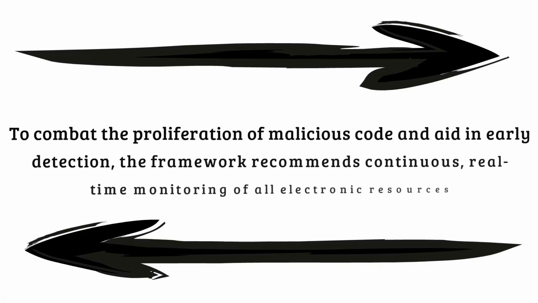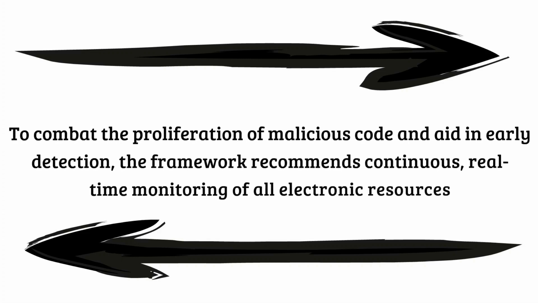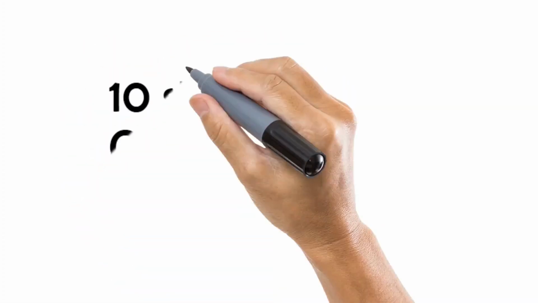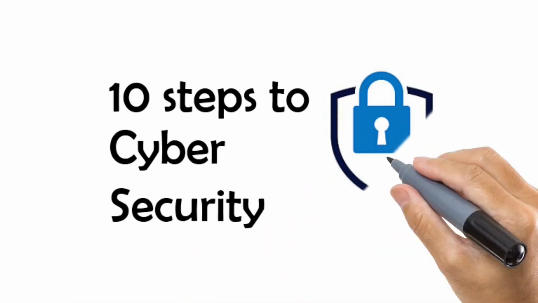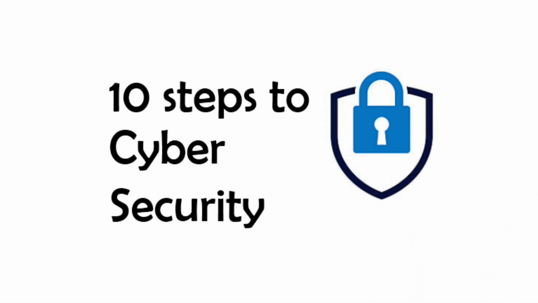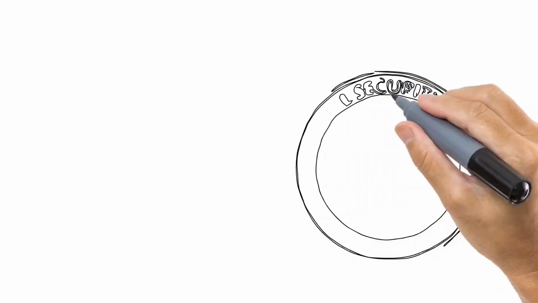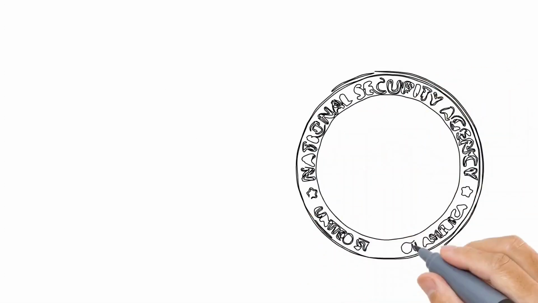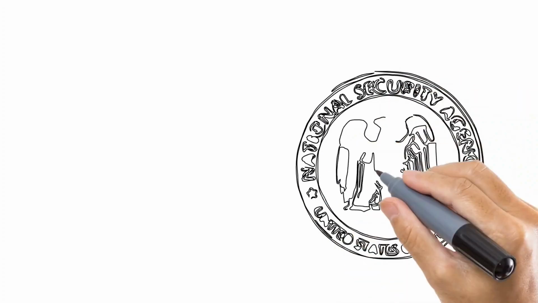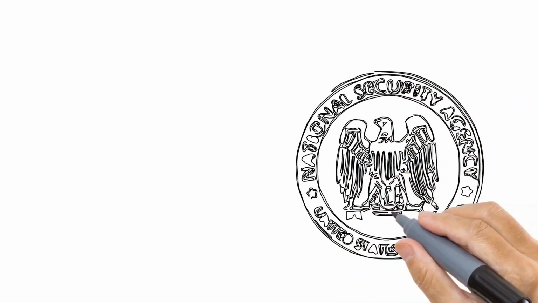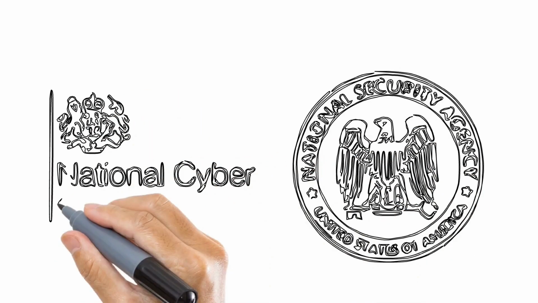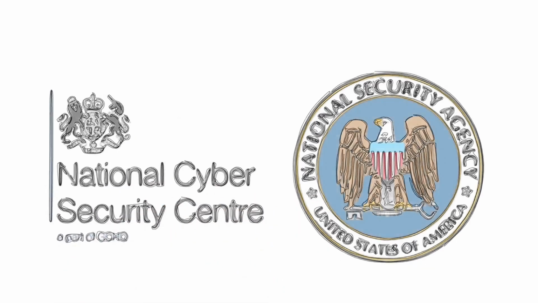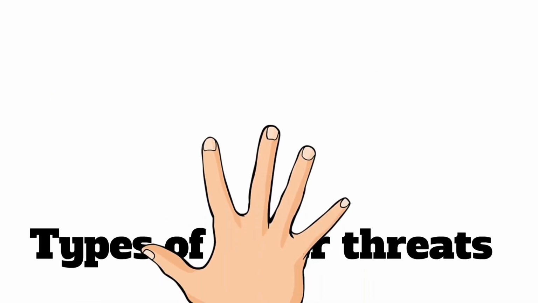The framework recommends continuous, real-time monitoring of all electronic resources. The importance of system monitoring is echoed in the 10 steps to cybersecurity guidance provided by the UK government's National Cybersecurity Centre. In Australia, the Australian Cybersecurity Centre, ACSC, regularly publishes guidance on how organizations can counter the latest cybersecurity threats.